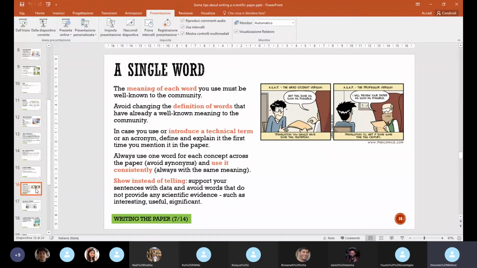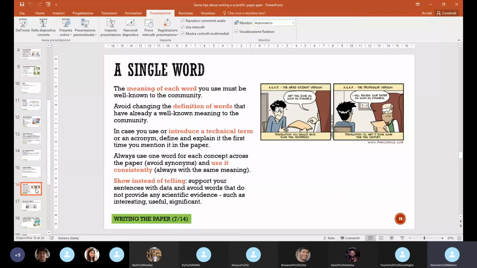There are words that should be avoided. For instance, words like interesting, useful, significant, unless you explain what you mean by that, because it doesn't mean anything in science. Something like "the data I'm presenting in this paper are interesting." What does that mean? Interesting for which reason? So you have to explain the reason why your data is interesting.